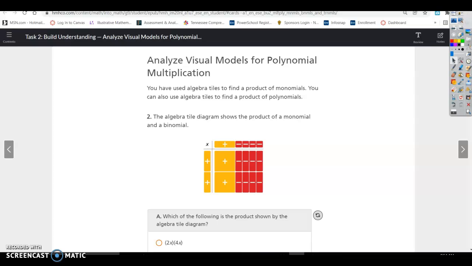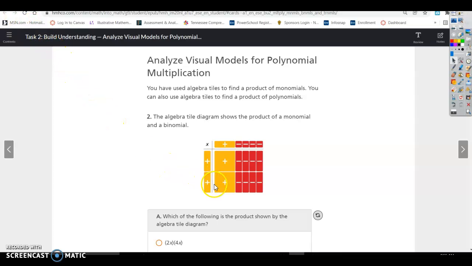Lesson 15.2, task 2. Analyze visual models for polynomial multiplication. You have used algebra tiles to find a product of monomials. You can also use algebra tiles to find a product of polynomials. The algebra tile diagram shows the product of a monomial and a binomial.